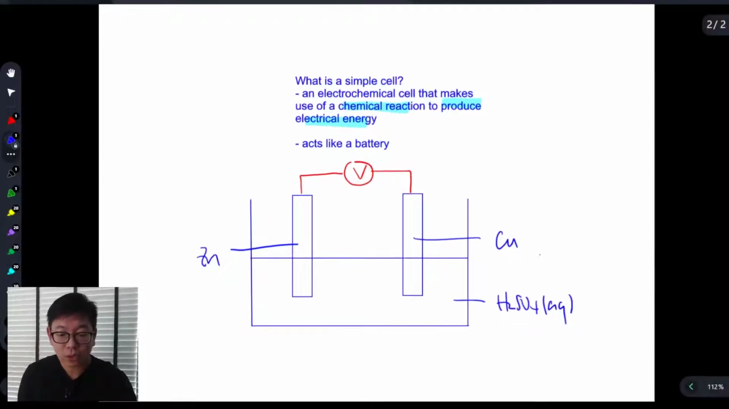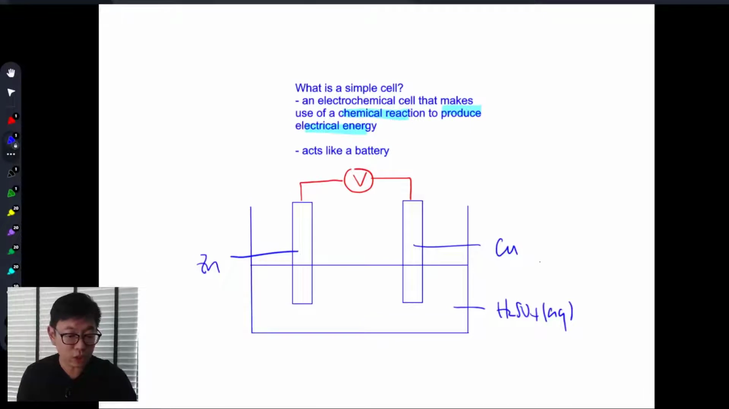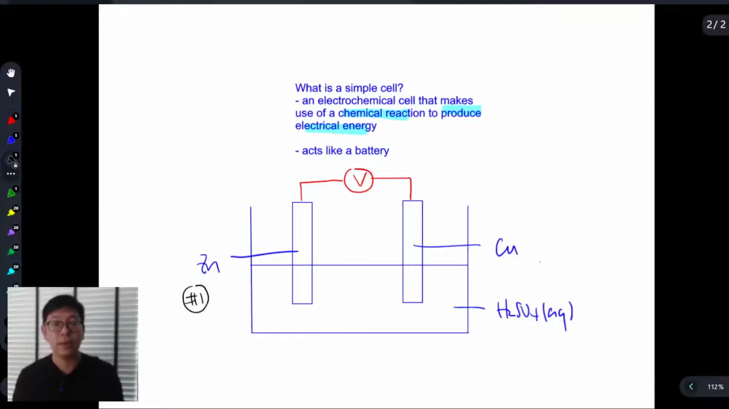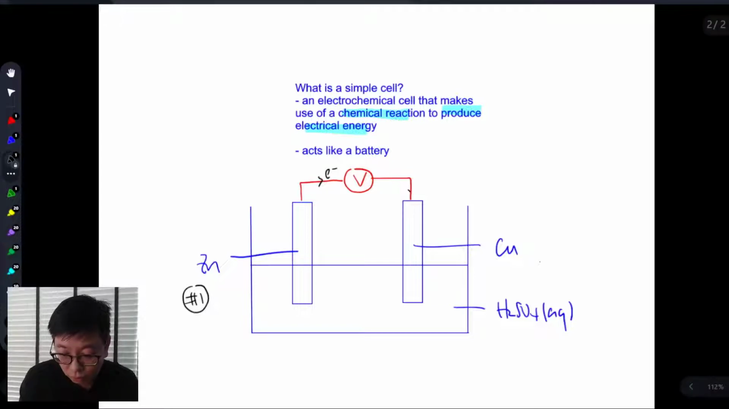When you come across a simple cell setup, the first thing you want to do is look for the more reactive electrode. And the more reactive electrode is zinc. The zinc, being more reactive, will lose electrons more easily, and electrons will flow out of zinc into copper. Copper receives electrons.